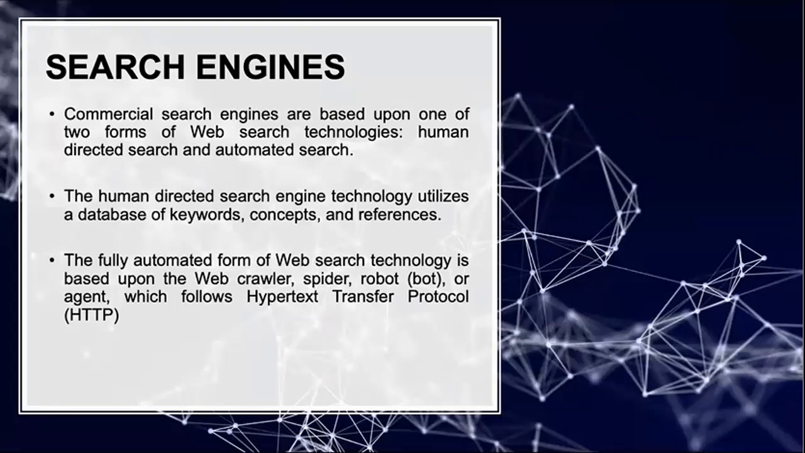The fully automated form of web search technology is based upon the web crawler, spider, robot, or agent, which follows hypertext transfer protocol links from site to site, and accumulates information about web pages to create a complex indexing system for storage. This agent-based search technology accumulates data automatically and is continuously updating information.